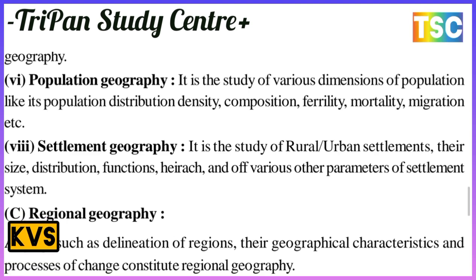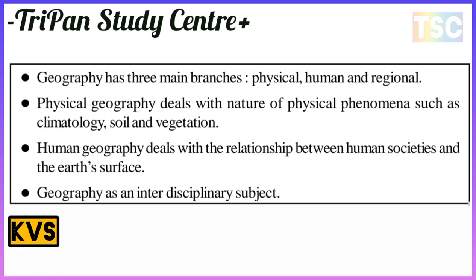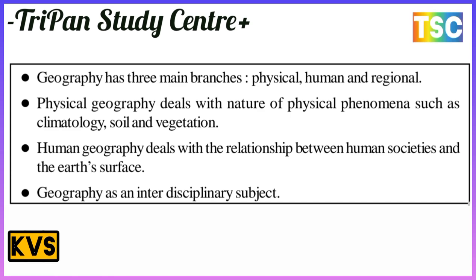And the last is regional geography, which is a separate notion of regions. Geographically characterized regions and the processes of change constitute regional geography. Here, the main point is that geography has three main branches: physical, human, and regional. That is the most important here. Physical geography deals with the nature of physical phenomena such as climatology, soil, and vegetation. Physical and human geography deal with the relationship between human society and the earth's surface. This is a very short point.